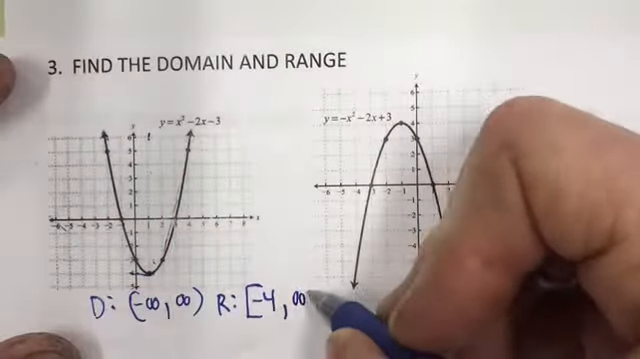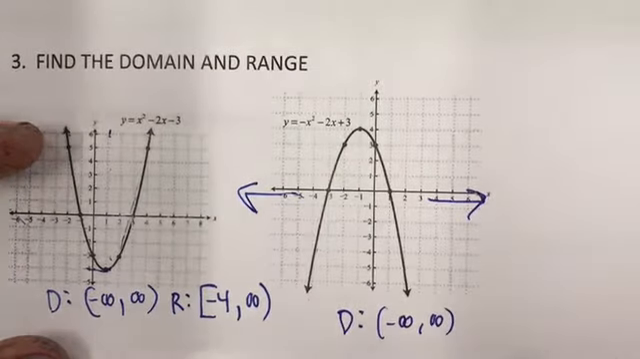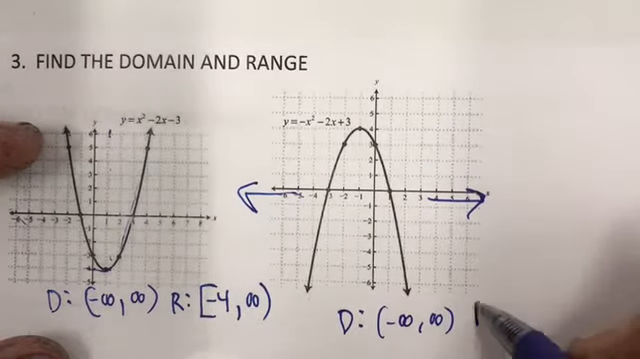Okay, now on this one, same thing on the domain. As this thing goes down, it goes down forever. Well, it's going to the left forever. So it goes from -infinity to +infinity. But my range up and down, the furthest down it goes, well, it goes to -infinity. But the furthest up it goes, it only goes right here to 4. And we do include that, so I put a bracket. Okay, so there's my domain and range.